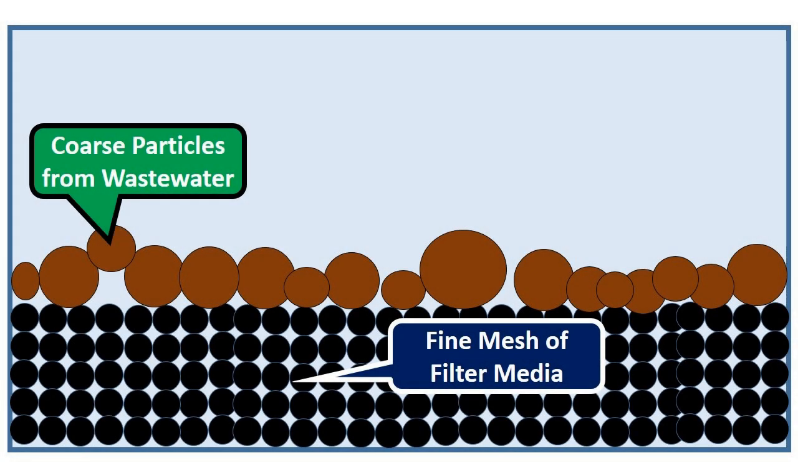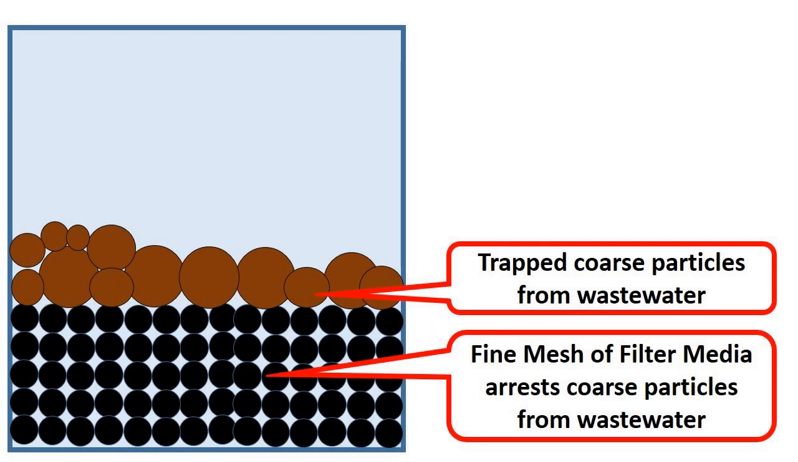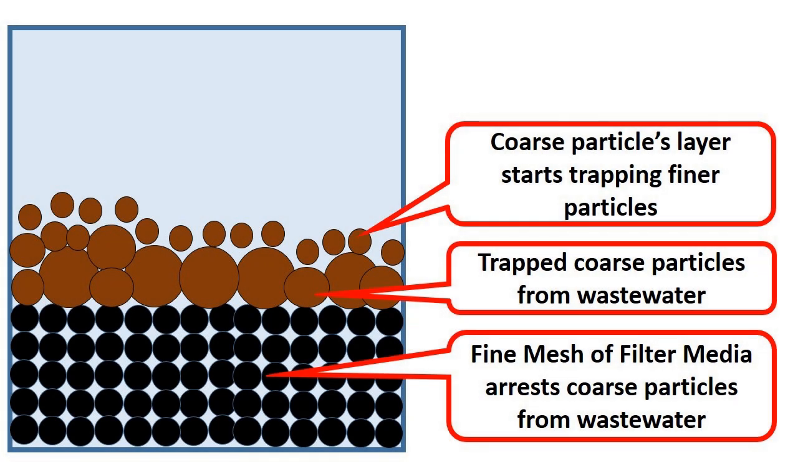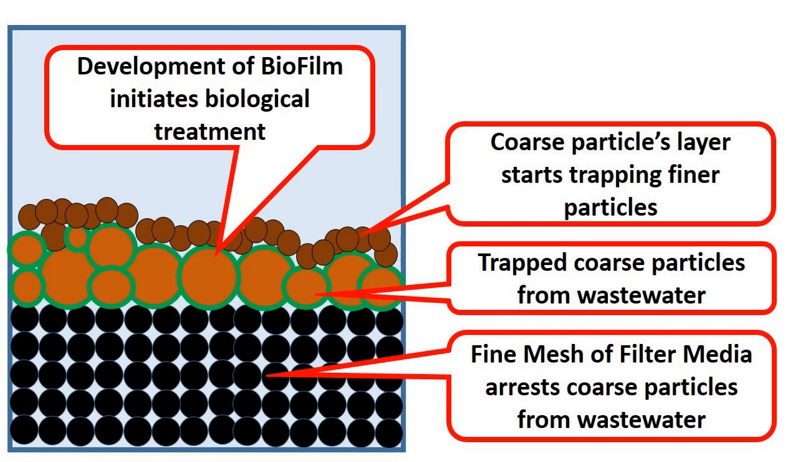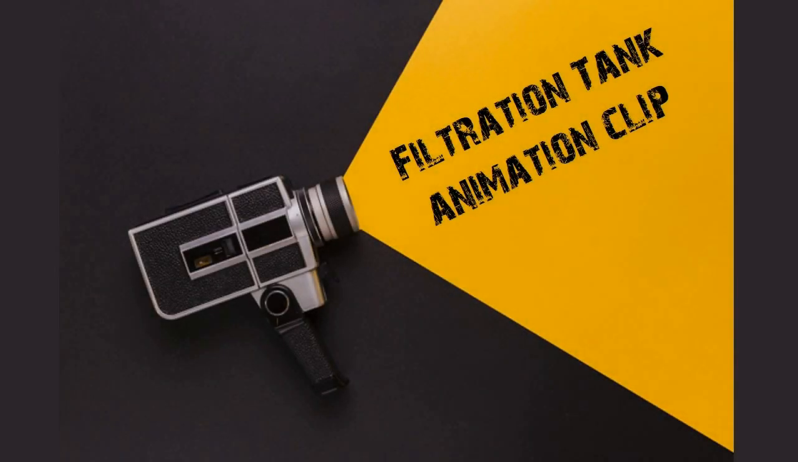The process of separating coarse particles by physically trapping them in media is called filtration. Sewage filtration is more a biological process because only a small part, the trapping of coarse particles in the fine mesh of media, is the physical process involved. After coarse particles are arrested, the media mesh clogs up and a biofilm generates over the media and it traps even the finer particles. In a trickling filter, wastewater is sprayed over the neatly arranged media. Can we please have the filtration demo?